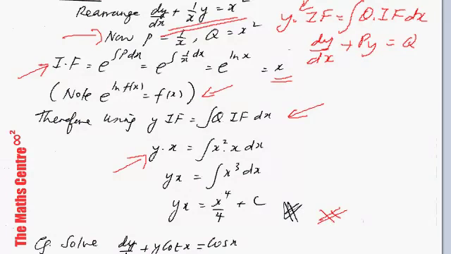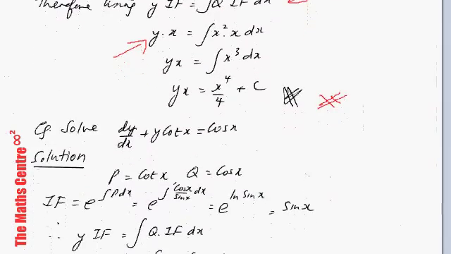Next example. We are looking at solve dy/dx plus y cotangent x equals cos x. So straight away we can write p equals cotangent x, q equals cos x. So the integrating factor IF is e to the power of the integral of p dx. Cotangent x is cos x over sin x. So when you integrate cos x over sin x dx, you know the answer is ln sin x. So we get e to the power of ln sin x, which equals sin x. So the integrating factor is sin x, and we are going to use y times IF equals the integral of q times IF dx.